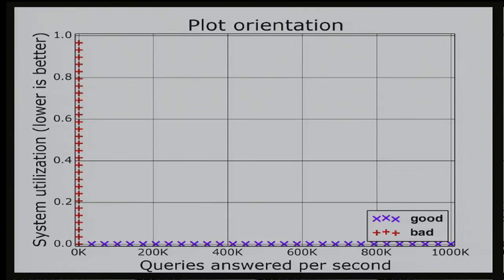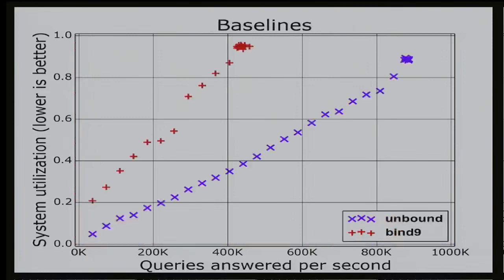So your completely good hypothetical server consumes absolutely no CPU and answers every single query. And then your very bad server answers no queries and consumes all of your CPU. So that's the way these plots are oriented.